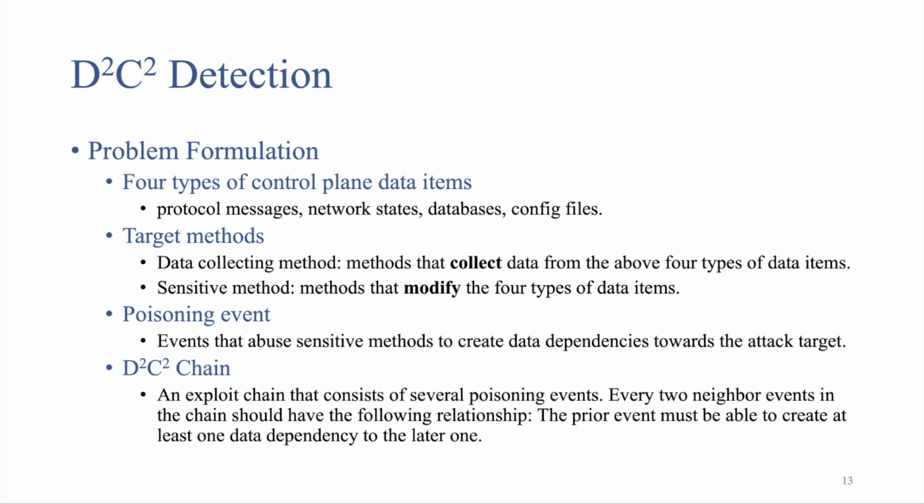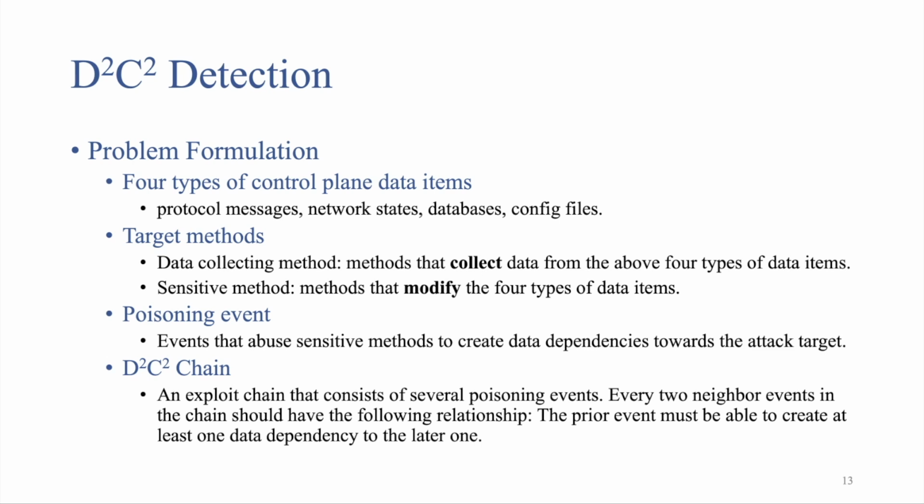Okay, so such vulnerabilities are big risks, and we should think about detection. So let's define the problem first. We concluded 4 categories of control plane data items that might be poisoned during the attack, which are protocol messages, network states, databases, and config files. Second, to investigate how control plane components will be affected if a certain data item is poisoned, we study and conclude 2 types of method.